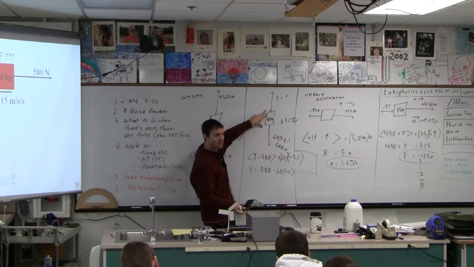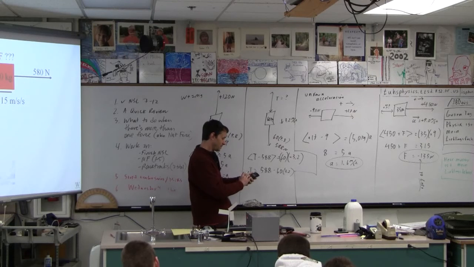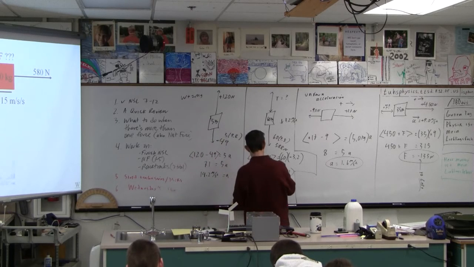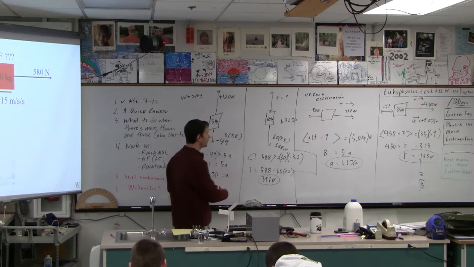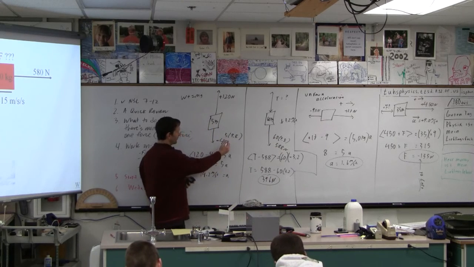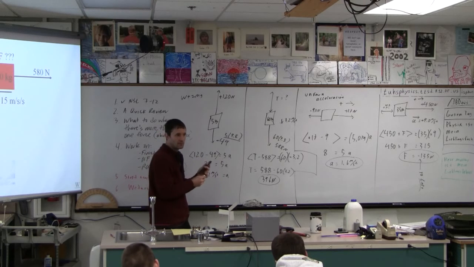Yeah? What about accelerating up? It's going to be more tension than if it were just sitting still or not accelerating, right? So we can do this. 588 minus 60 times 3.2 ends up being 396 newtons. Right, so this is just two of the same problems, only they're up and down. The downward force is just always m times g. Does that make sense?